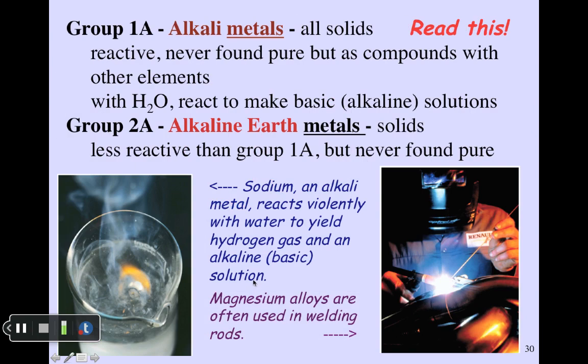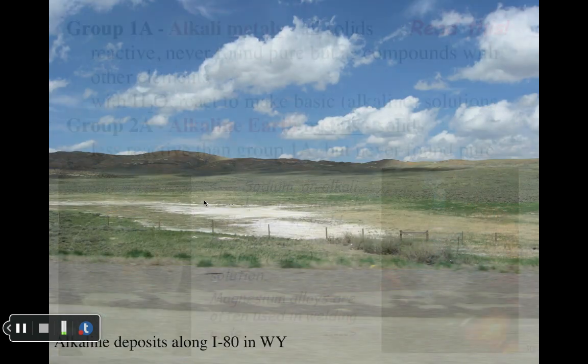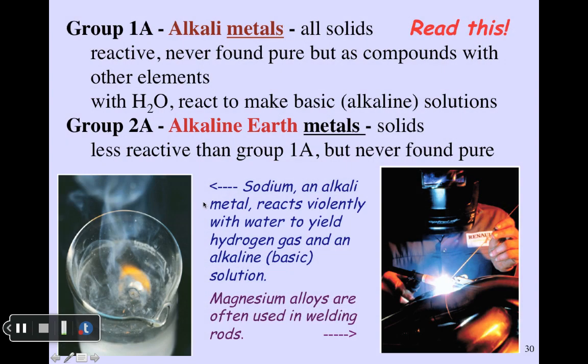Group 1A elements are alkali metals. You can read about them. They're all solids, but they're quite reactive and not found as pure substances very often. They're very reactive, like sodium, which reacts with water violently and in fact burns and gives off hydrogen gas.